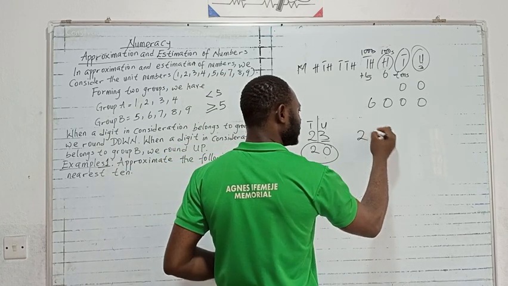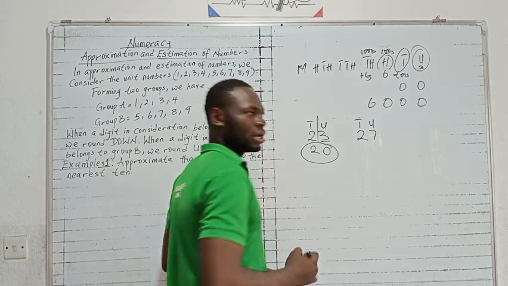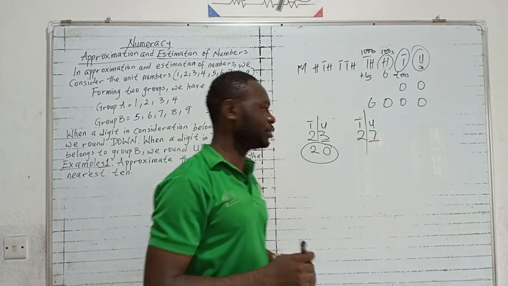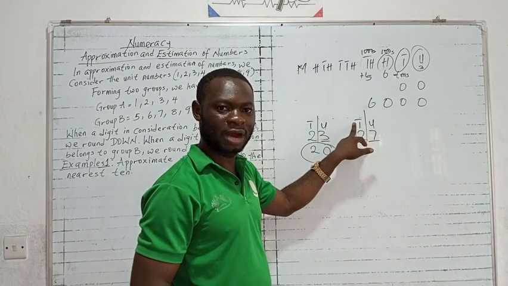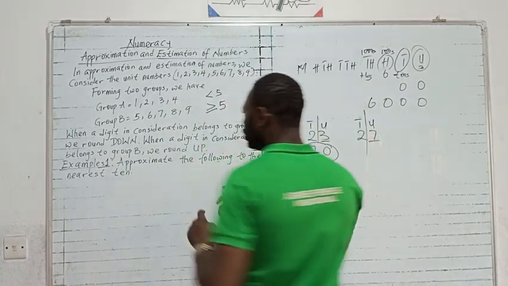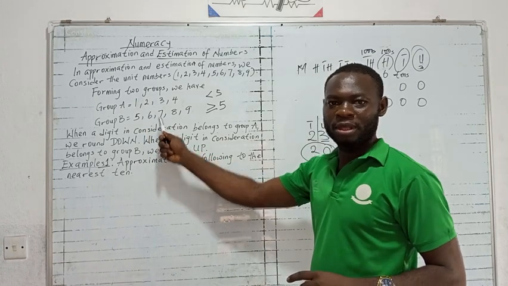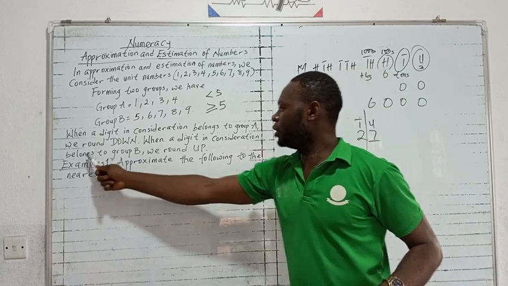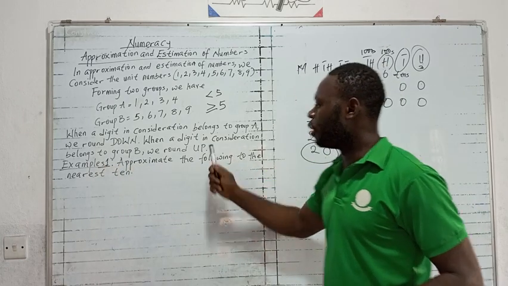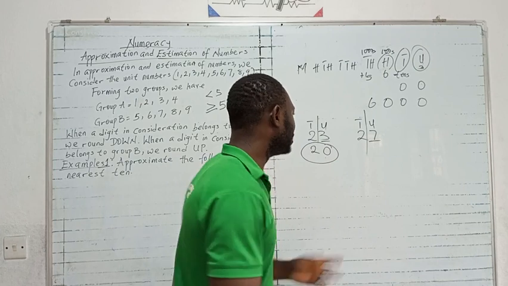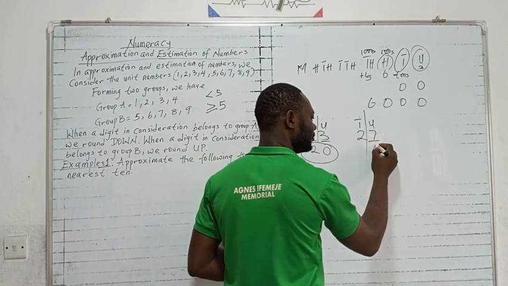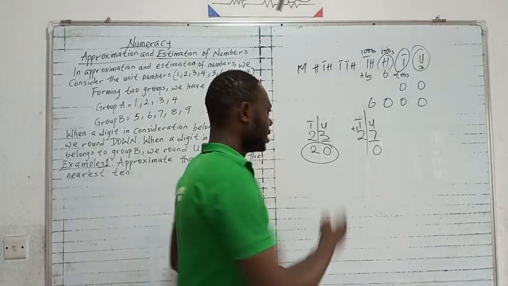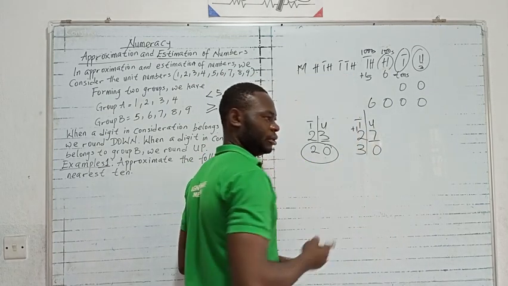But let's say here I have something like 27, and I want to round 27 to the nearest tens. The same thing. I will consider the unit place value because I'm rounding to the nearest tens. Now, what is 7? 7 is in what group? Group B. And we say that if the digit in consideration belongs to group B, we round up. What does it mean to round up? To round up means that this unit will become 0, but we will add 1 to the tens. And here we simply become 3.